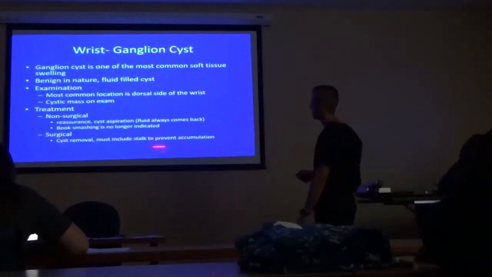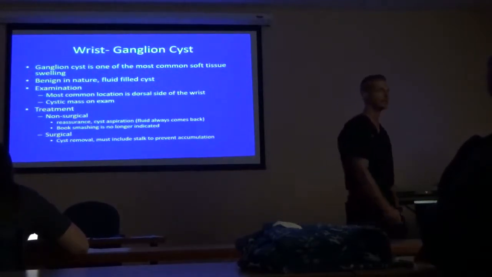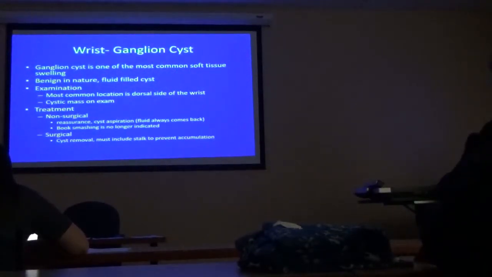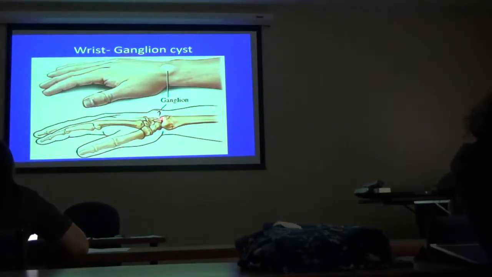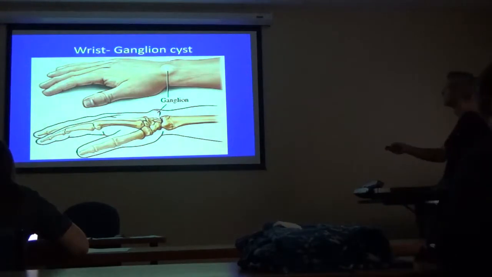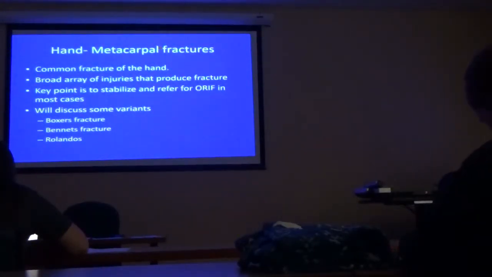And then surgery, if you really want it, you can do a cyst removal. You must remove that stalk to get rid of that fluid accumulation, or it's just going to come back. But most of the time, people live their entire life with these things, and it's not a big deal. Right? Ganglion cyst. Don't smash it with a book. Test question: what not to do with a ganglion cyst? Aspiration, conservative treatment, surgery, smash with book.